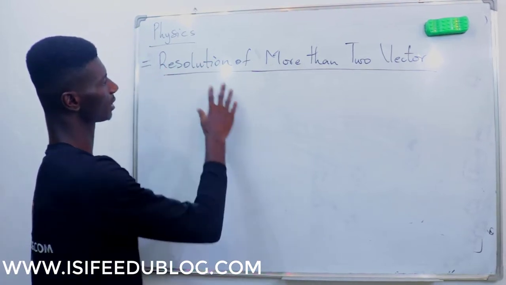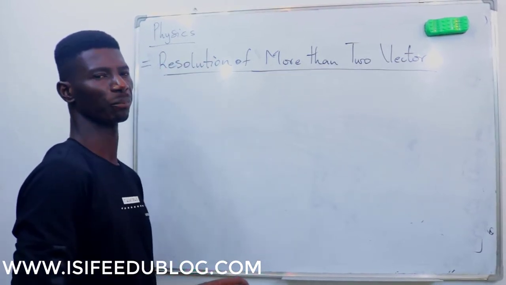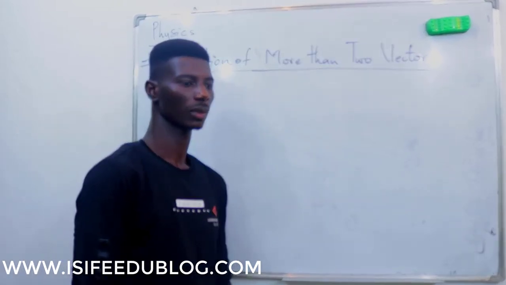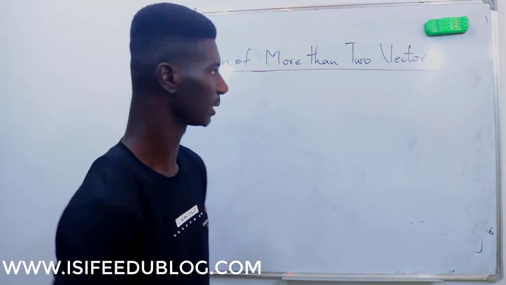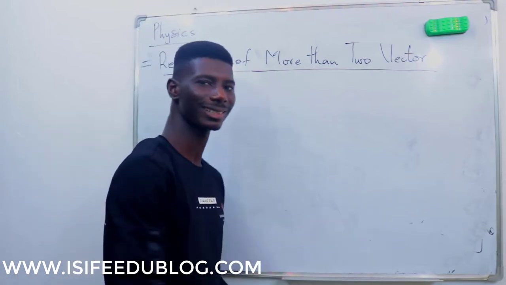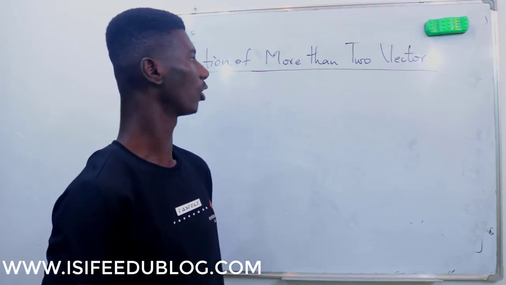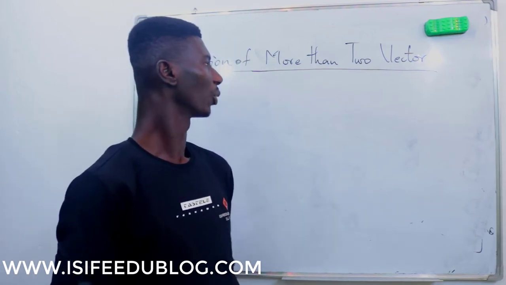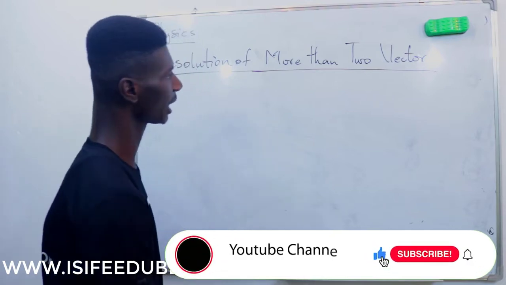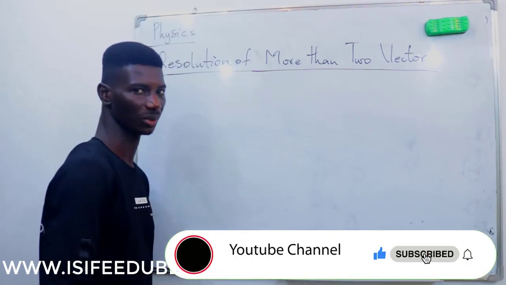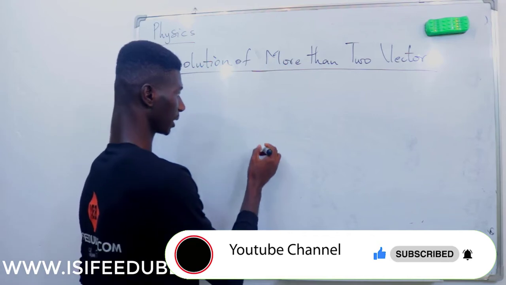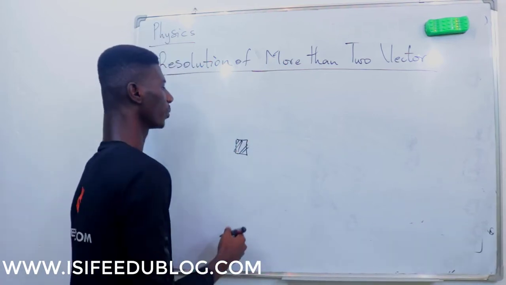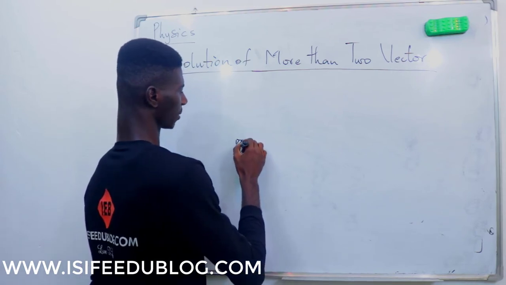Okay, so under this particular section now, we are dealing with more than two vectors. It is possible. In a real life scenario, most times, what is acting on a particular object or substance is more than two. Now, what do you do in that case? How do you get the resultant vector? Let's say we have a particle. This is a particle.